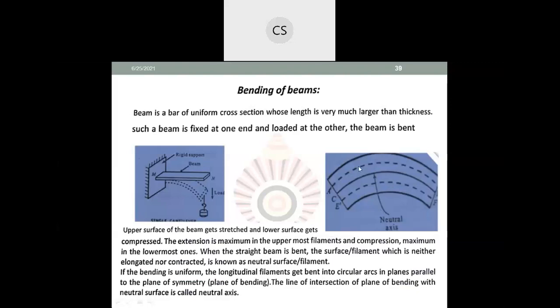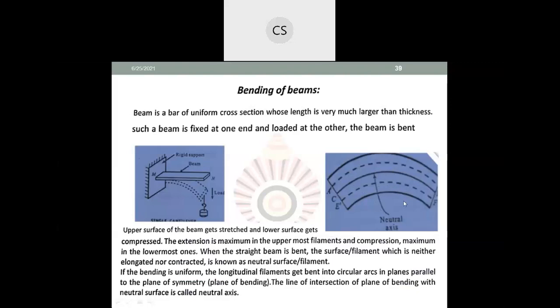If bending is uniform, then the longitudinal filaments bend like circular arcs. So all are like a circular arc. If it is uniform, then it bends like a circular arc. Is it okay so far? Clear?